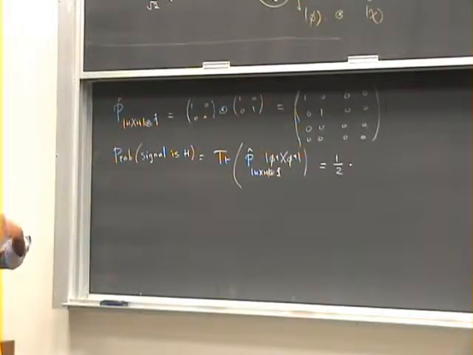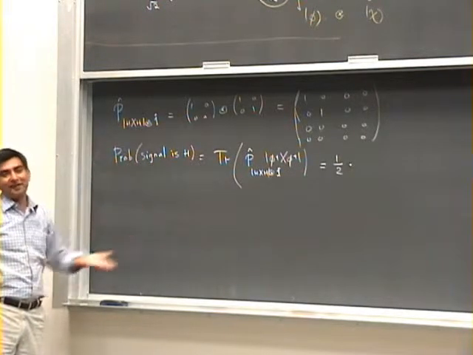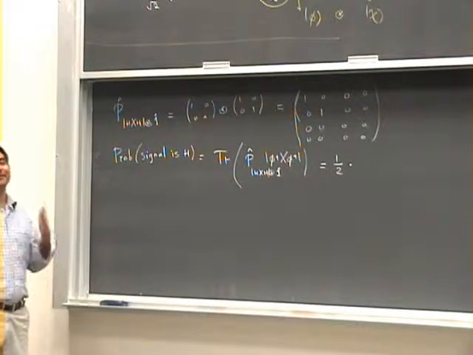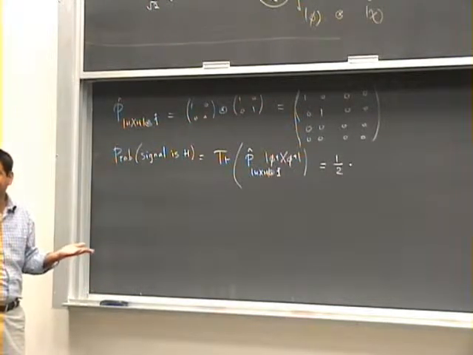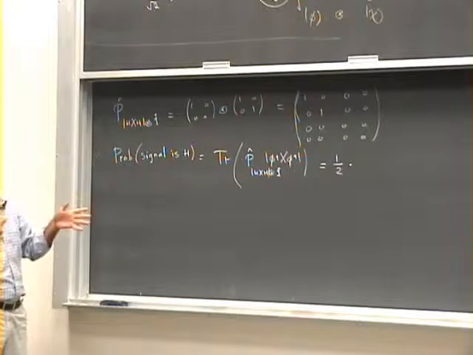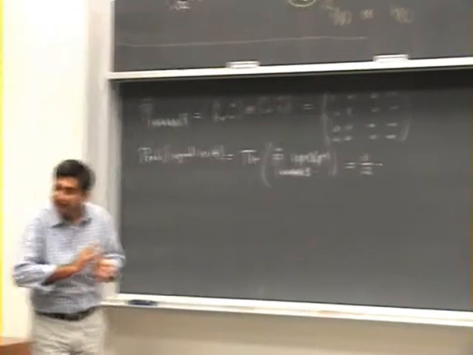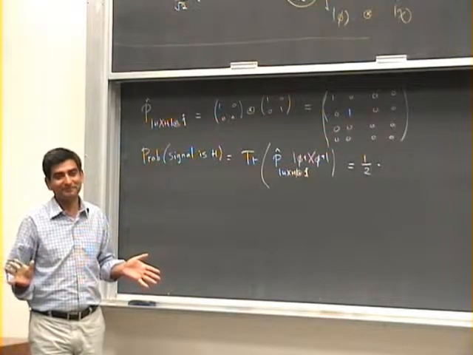Just look at the signal photon, it's totally random. The probability that the signal is vertical is half. The probability that the idler is horizontal is half. The probability that the idler is vertical is half. So if you just look at the signal photon, it's totally random. If you look at the idler photon, it's totally random.